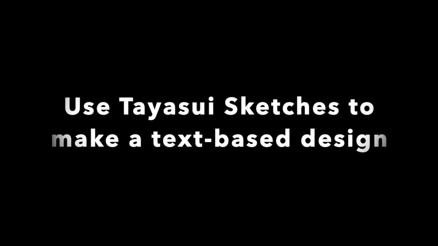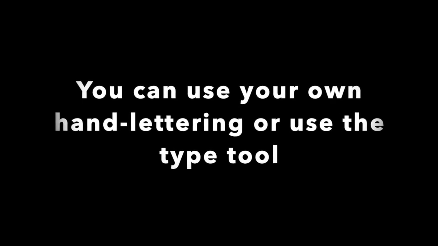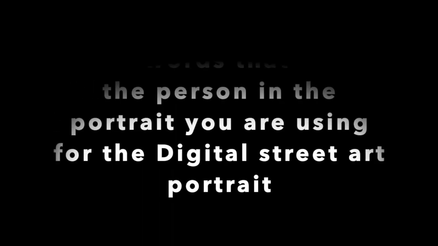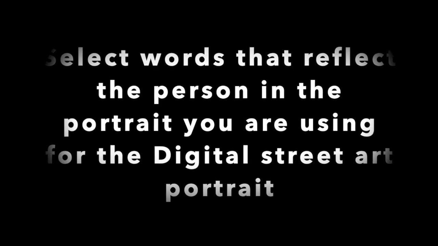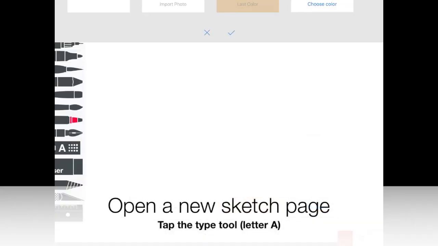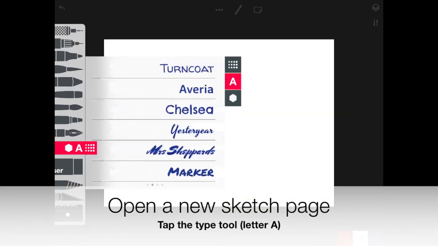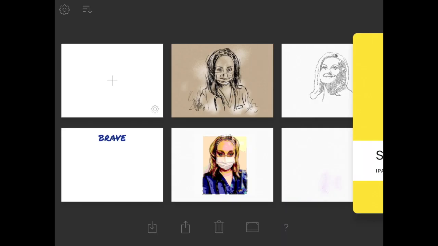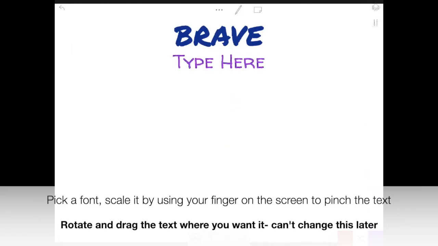So one last thing we want to create for the purpose of our digital street art portraits is to make a text-based design in Tayasui Sketches. So you can use your own hand lettering or you can use the type tool. I will show you how to use the type tool. You want to select words that are going to reflect the person you chose for your portrait. So I'm opening a new sketch page and I'm starting to type out the word that I'd like to use.